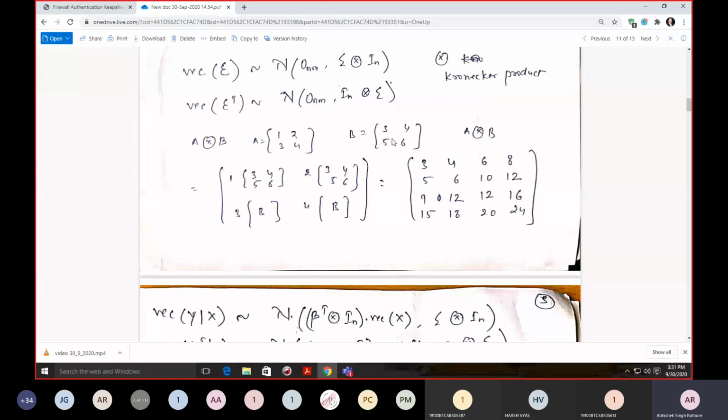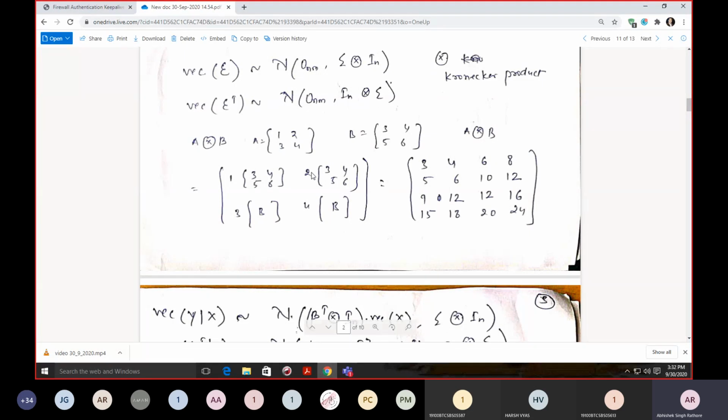So the total number of items in the output of this Kronecker matrix is 2 cross 2 into 2 cross 2, so you are getting 16 items over here. I am just repeating the step. This is 1 into 3, so this is 3, and this is 1 into 4, so this is 4, this is 1 into 5, so this is 5, this is 1 into 6, so this is 6. Again 3 into 3, so this is 9, 3 into 4, so this is 12, then 3 into 5, this is 15, and this 3 into 6, so this is 18, and so on.